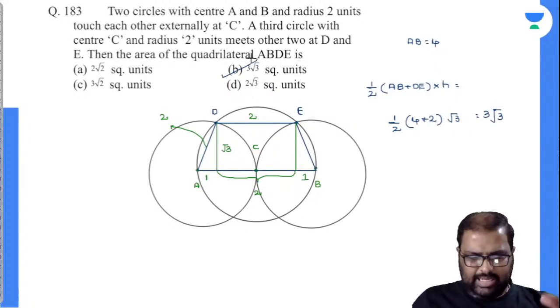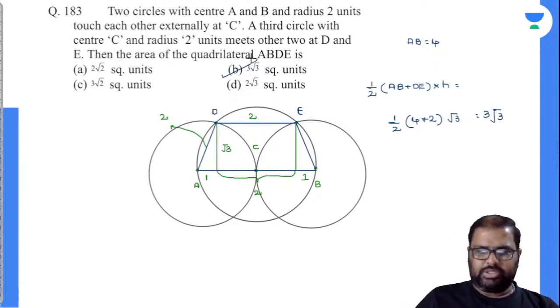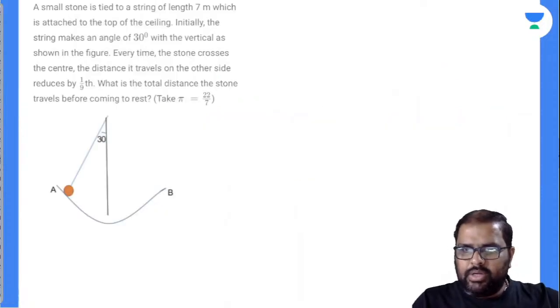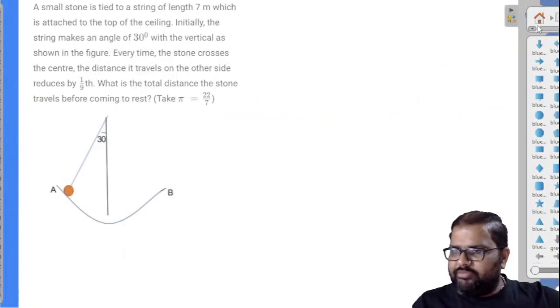In this entire scenario, if you can draw the diagram well enough, you can solve the question quickly and easily. Done. Very good. This is one of my favorite questions.